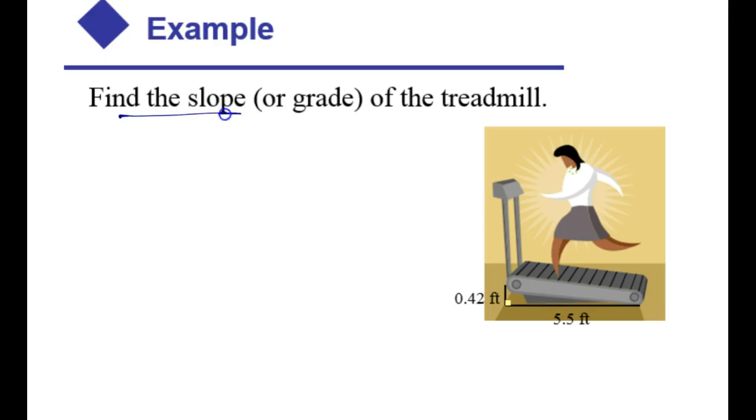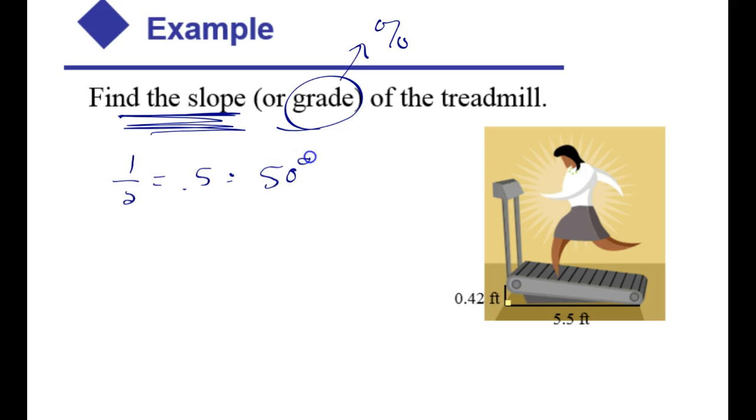So if they say find the slope, or the grade, remember the grade is just the percent of the fraction. We can change any fraction. If they give you 1/2, you can change that to 0.5, which you can change to 50%. So if I change it into a percentage, that's called your grade. So a 50% grade is the same thing as a slope of 1/2.